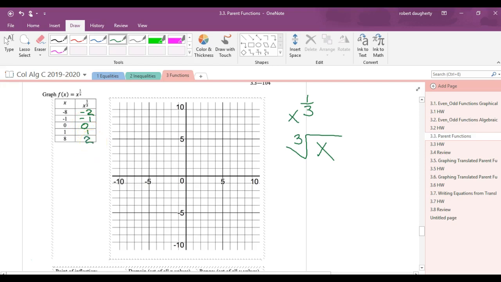-8, -2, -1, -1, 0, 0, 1, 1, and 8, 2. And then when I go to connect these dots, I see something that looks like this.